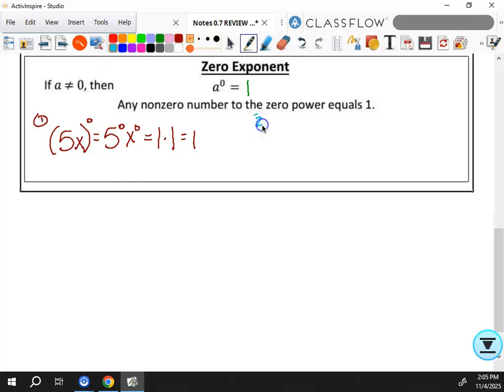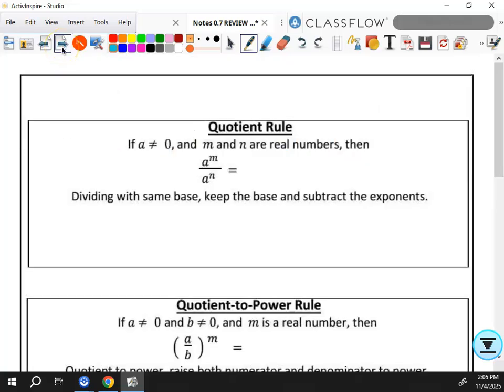All right, but if I have 5 times x to the 0, is that going to give me the same thing? No, because parentheses matter, right? This is going to be 5 times 1, which is just 5. Okay. Any questions at all? We're good? All right. Flip it over.